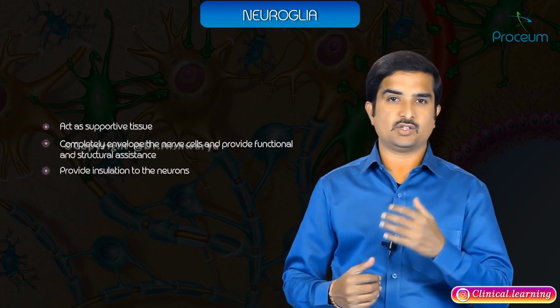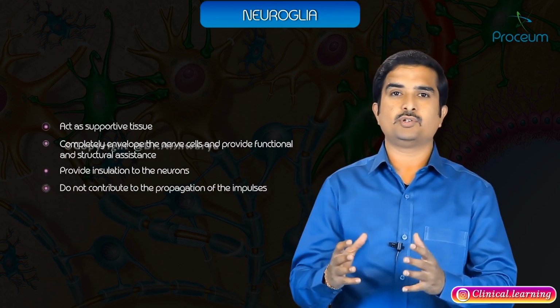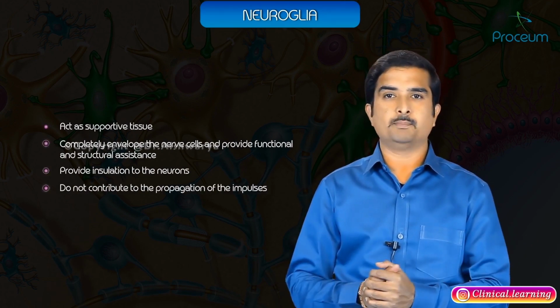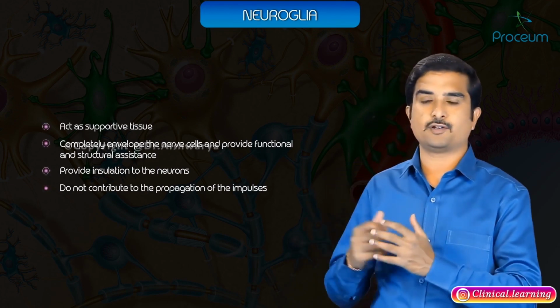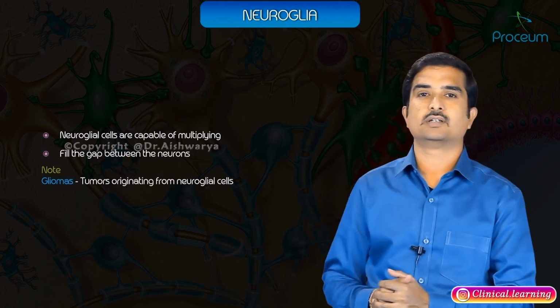They also provide insulation to their neurons and their processes, but do not contribute in the propagation of impulses or processing of the information. Unlike the nerve cells, the neuroglial cells are capable of multiplying and fill the gap between the neurons. So brain tumors taking origin from these cells are termed as gliomas.